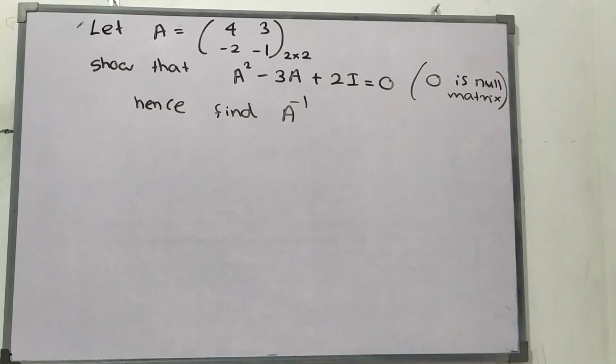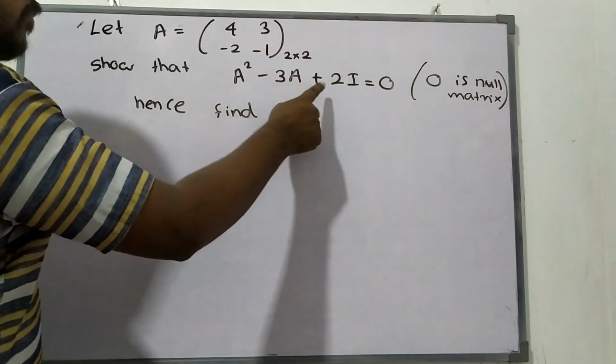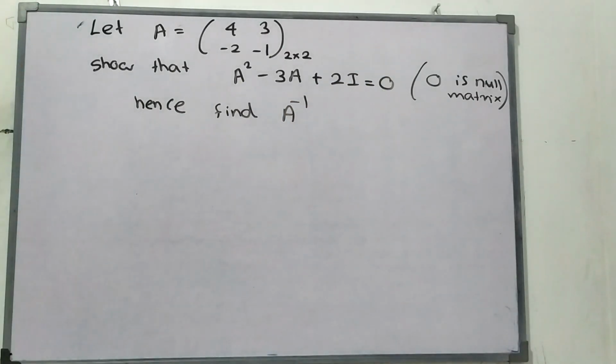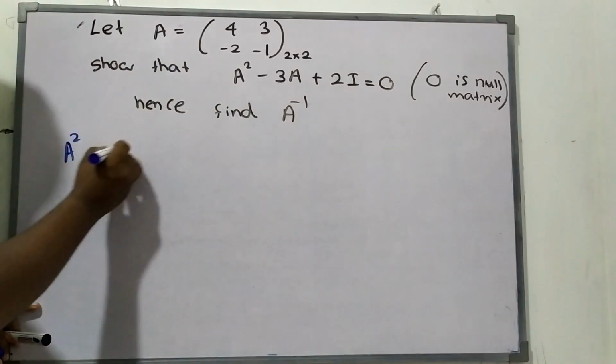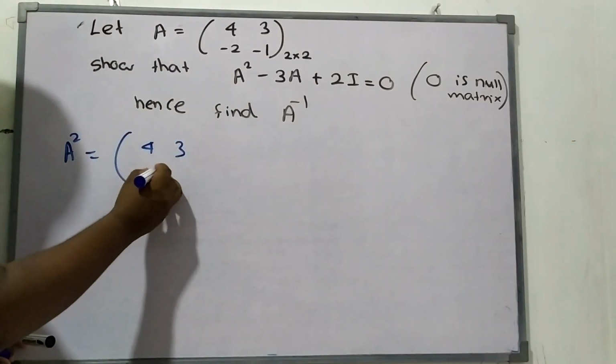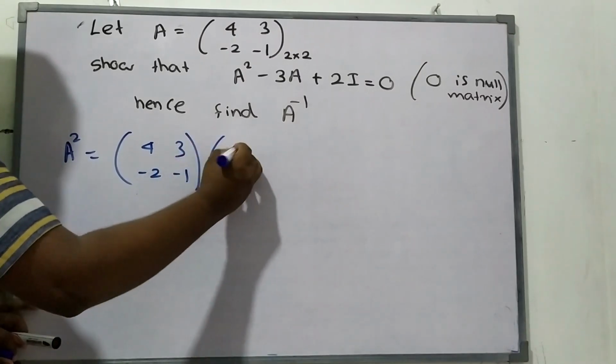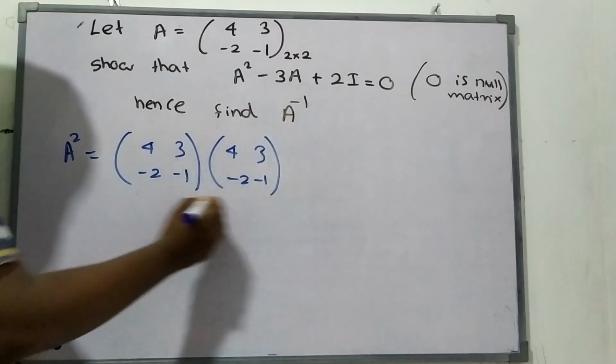Okay children, this is my next example. Right, let A equal 4, 3, minus 2, minus 1. Show that A square minus 3A plus 2I equal to 0. So how do you state that? So first of all, you just need to find A square. A square means 4, 3, minus 2, minus 1 times 4, 3, minus 2, minus 1.